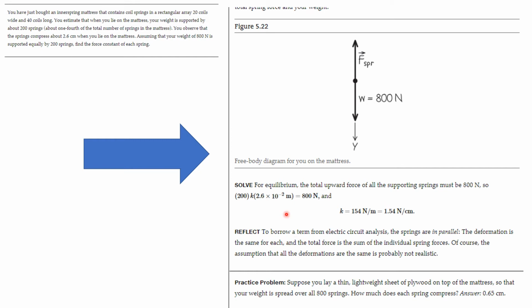Okay, so you need to find the spring constant. So there were 200 springs that were balancing with the 800 newtons, and this is the force of each by Hooke's law. So this is 200, that's how many springs there were, times k delta L, and then this was the 2.6 centimeters. Notice that I changed it to meters because I want it to balance with the newtons. So I can solve this for k. I'm going to divide both sides by 200 times 2.6 times 10 to the minus 2. I do that calculation, and I get k is equal to 1.54 newtons per centimeter.